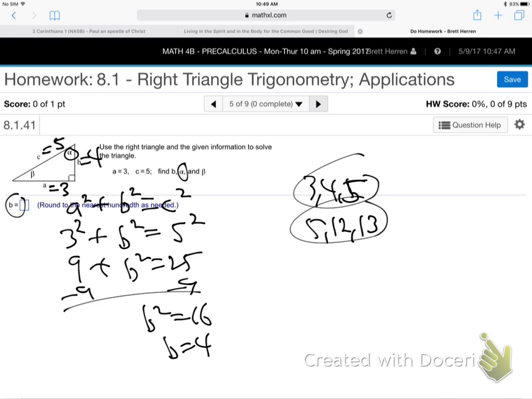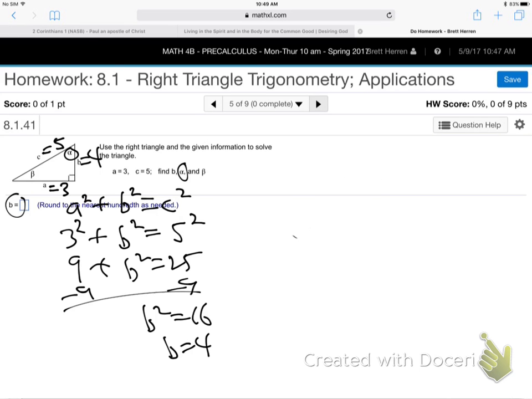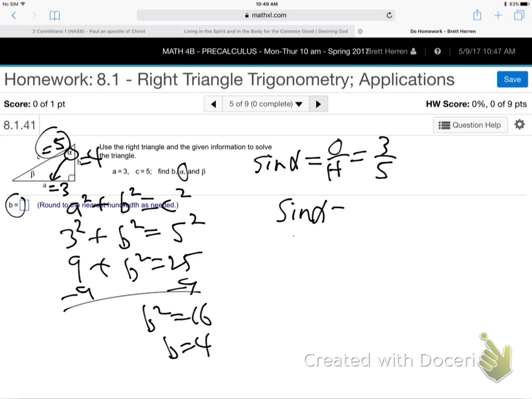In other words, if you're doing alpha, for example, I'll just do sine, or cosine, it doesn't matter. You can do sine or cosine. I'll just do sine of alpha is opposite over hypotenuse, right? It's 3 over 5. So sine of alpha will be 3/5, right? So then sine inverse. Yeah, and you'd need your calculator for this.